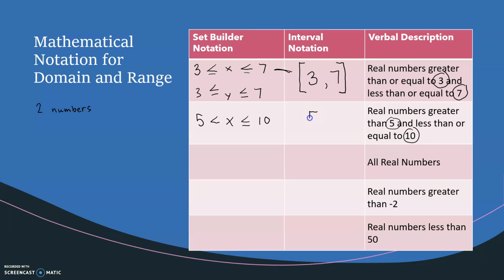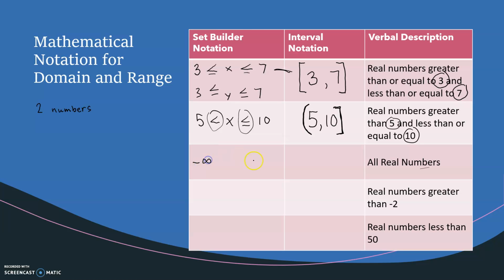So if I write this in interval notation, I'm going to do 5, 10, smaller number first. I am including the 10, so I'm going to put a bracket on that one, but I'm not including the 5, and what we do for that is we put a parentheses. So parentheses go with this sort of symbol, and brackets go with this sort of symbol with the equal to bar on it.